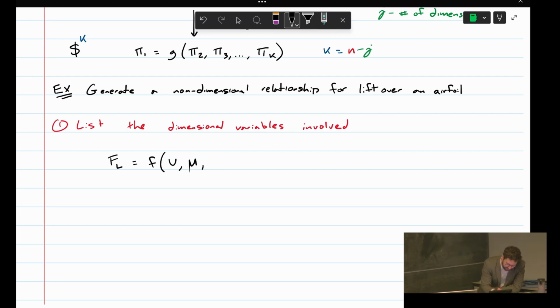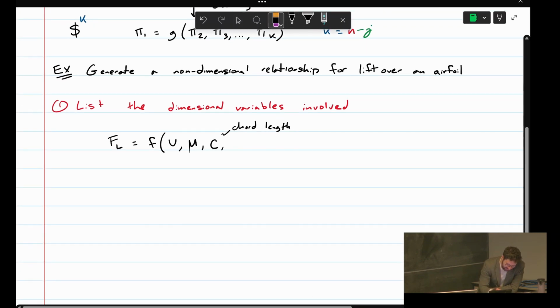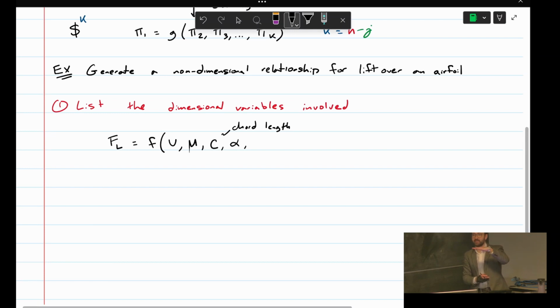So size we'll notate by C. So C is the chord length. The other variables, yep. Angle of attack, right? So angle of attack is like if you have a wing that's flying like this, and then you steepen the angle of attack, you'll generate more lift. You'll also generate more drag, but you generate more lift that way. Any other variables?